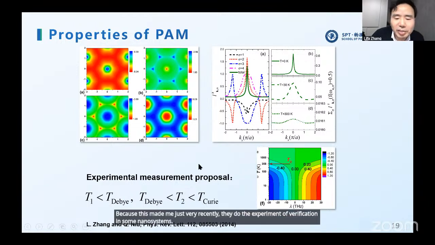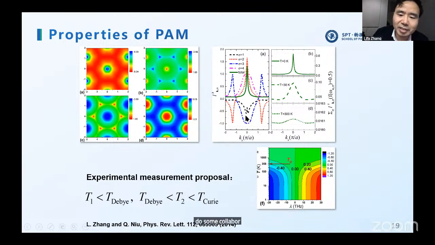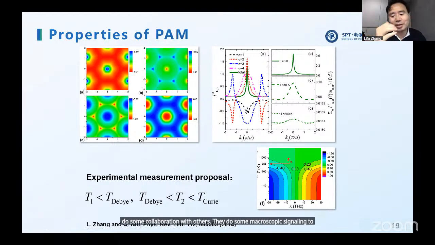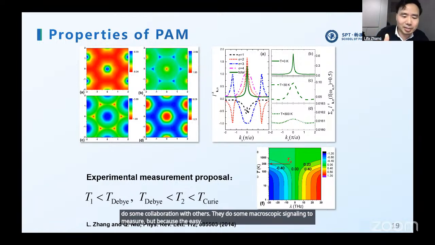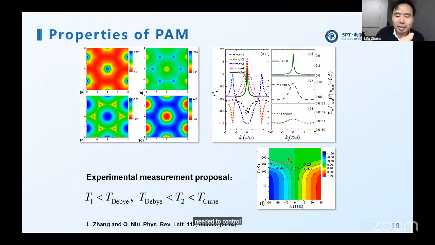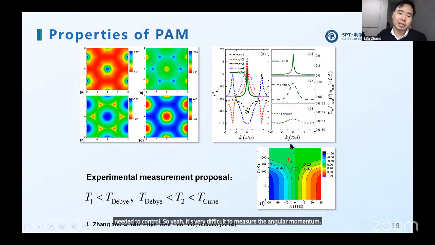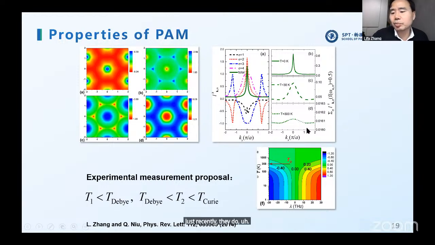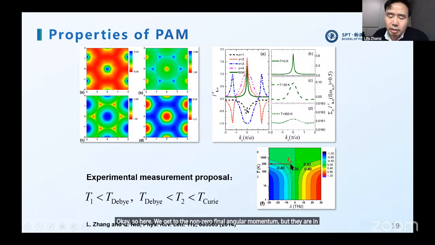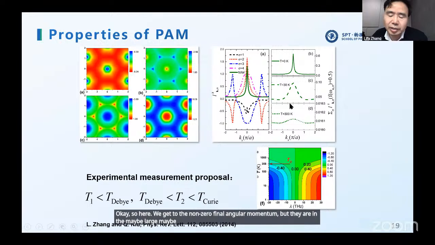Okay, but just after this publication, we did some collaboration with others. They used a macroscopic cylinder to measure, but because the magnet is easy to control, yeah, it's very difficult to measure the angular momentum. Just very recently, they did the verification in nanosystems. Okay, so here we get the non-zero phonon angular momentum, but at maybe large, maybe room temperature, this effect is small.